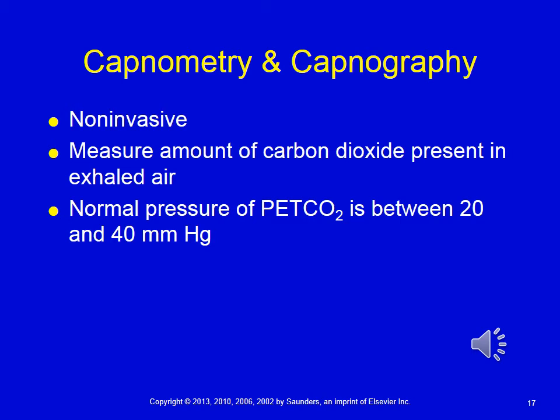These methods provide information about CO2 production, pulmonary perfusion, alveolar ventilation, respiratory patterns, ventilator effectiveness, and possible rebreathing of exhaled air. The normal end-tidal carbon dioxide pressure ranges between 20 and 40 millimeters of mercury, just slightly lower than the normal range of arterial PaCO2. Changes in PETCO2 reflect changes in breathing effectiveness and may occur before hypoxemia can be detected using pulse oximetry.